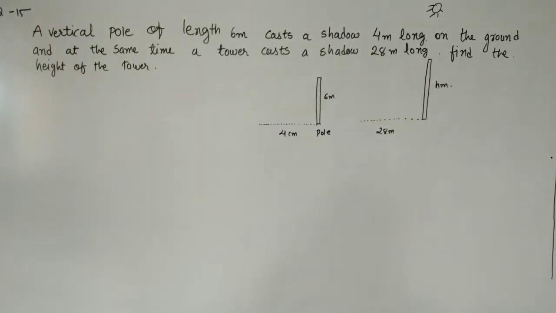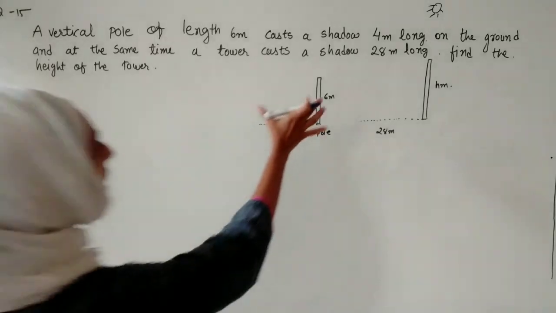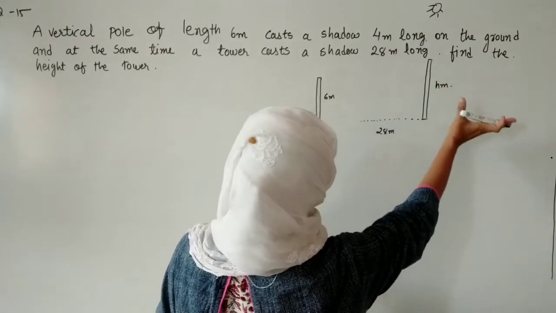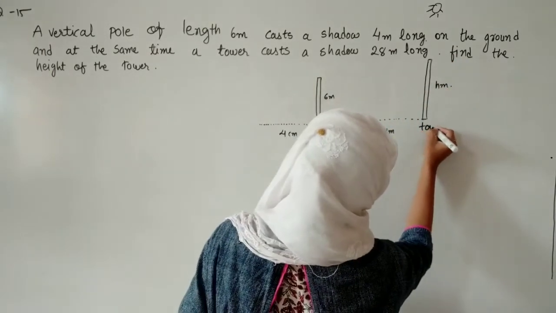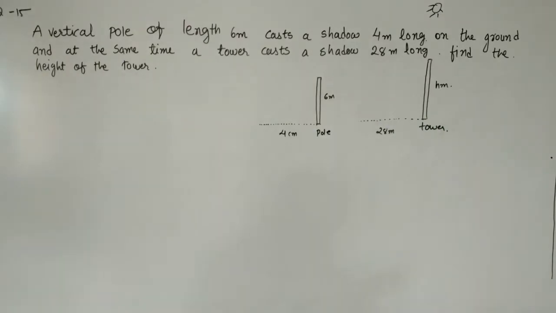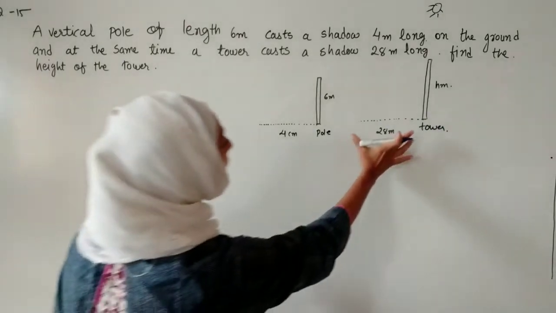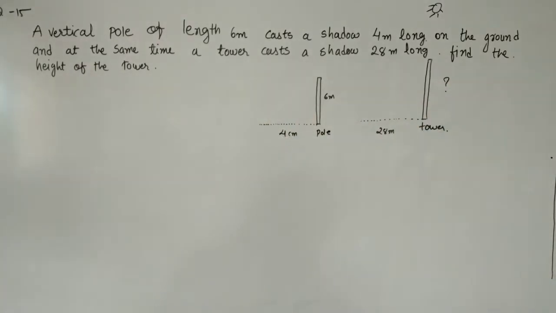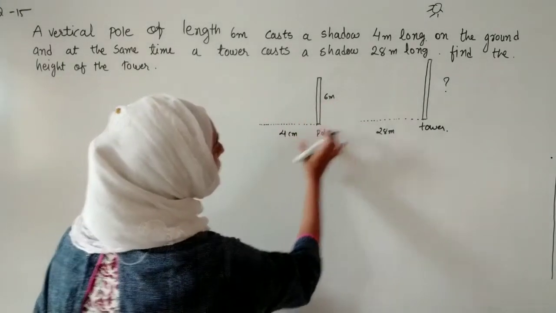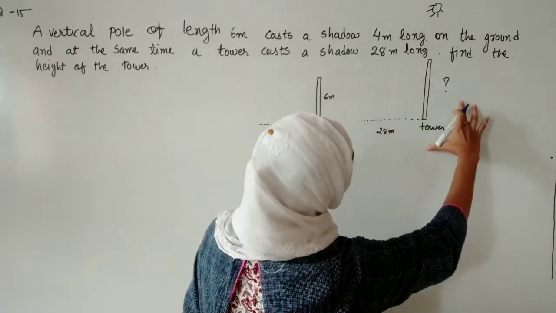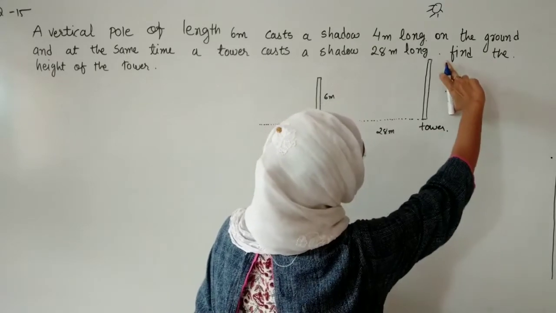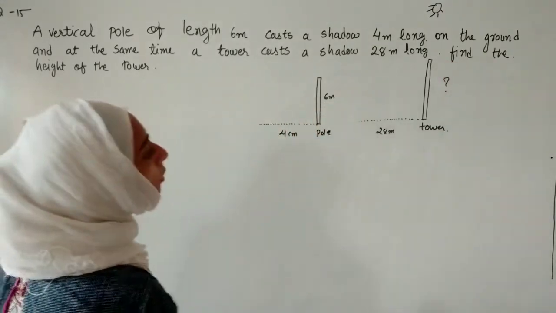On the ground, at the same time, a tower casts a shadow, exactly behind it, in that line only. One tower is there, and it is also casting a shadow 28 meters long. It means they have not given us the length of the tower. Find the height of the tower. So they gave us these two things, and for this tower, they gave the length of the shadow. They have not given us the length of the tower; that we have to find.